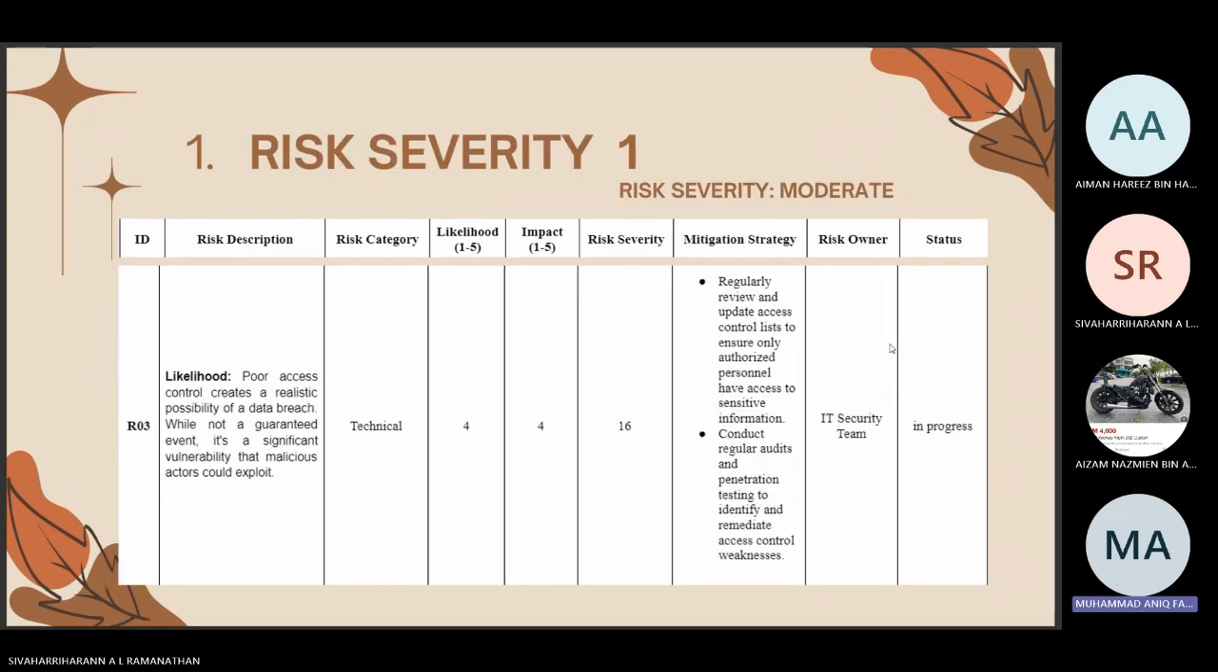So for the risk severity, they are moderate risk severity. Poor access control is a technical risk that significantly increases the possibility of a data breach, with a likelihood of 4 and an impact of 4, leading to a severity of 16. Mitigation involves regularly reviewing and updating access control lists to ensure only authorized personnel have access to sensitive information, and conducting regular audits and penetration testing to identify the weaknesses. The IT security team is managing this risk, which is currently in progress.